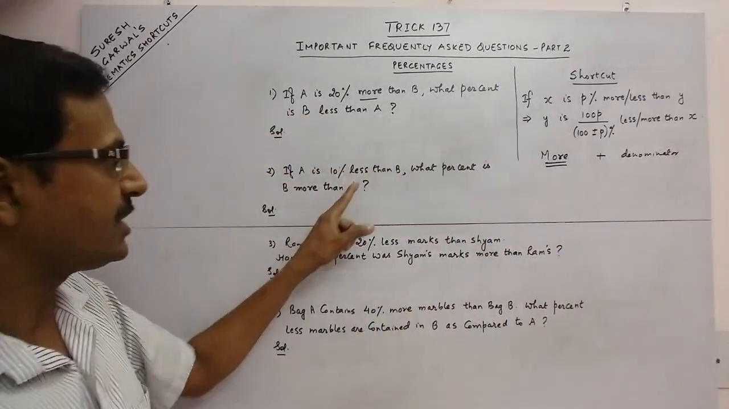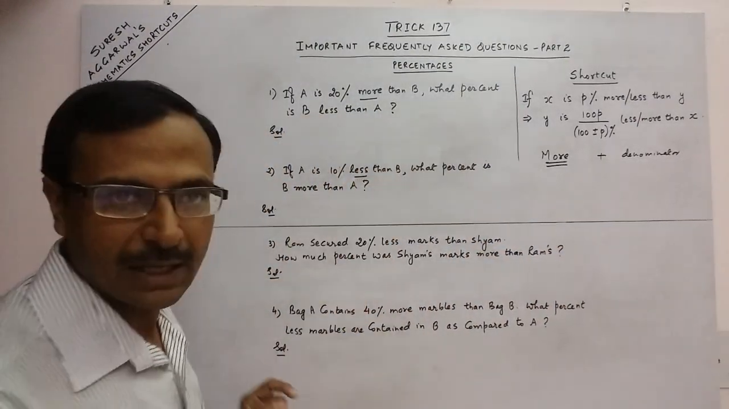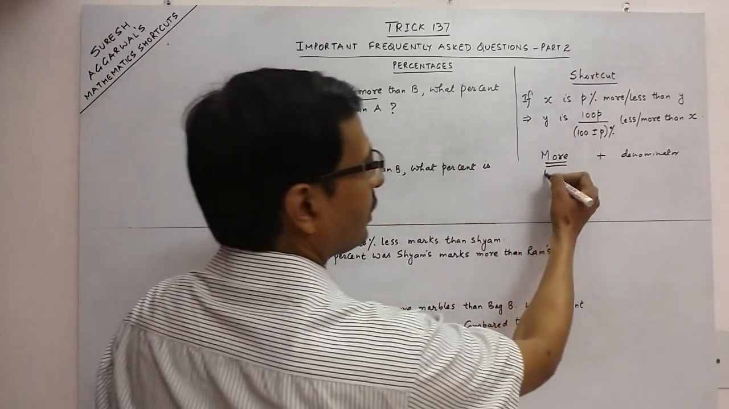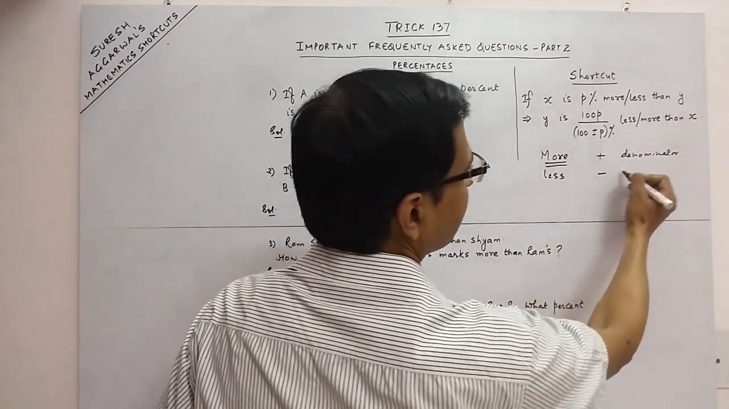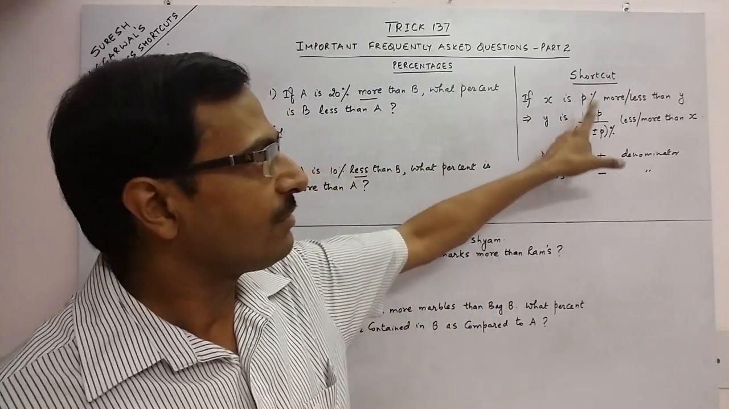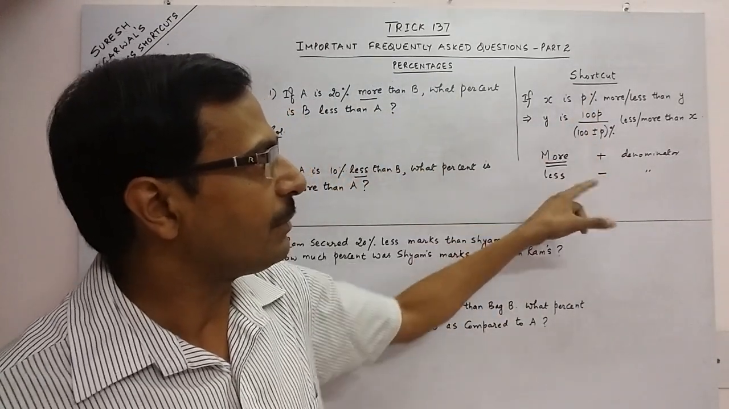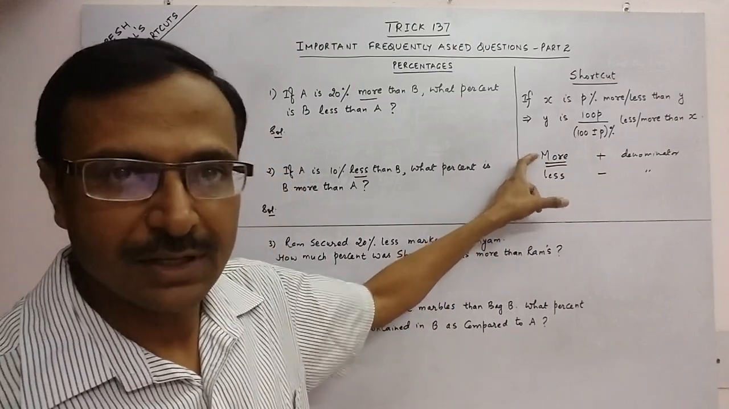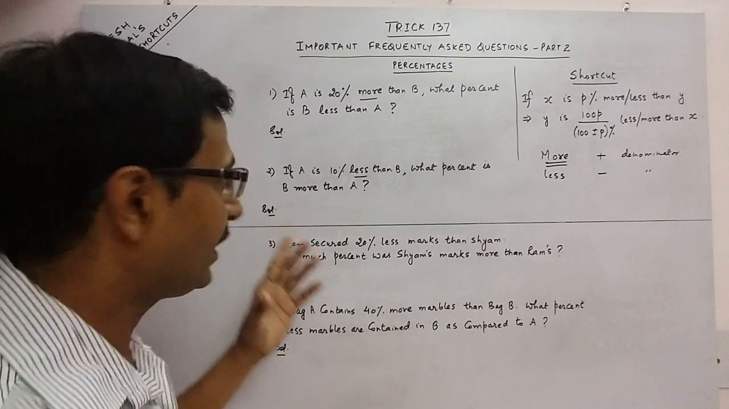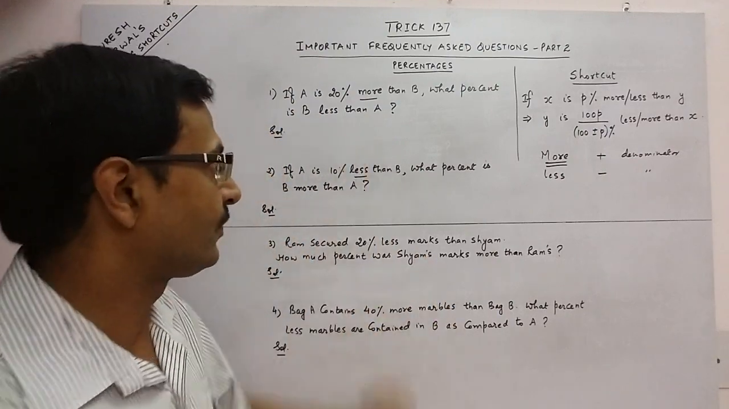Similarly, if the question is based on less type of questions, involving the word less, then you have a negative sign in the denominator. So P is the percentage given, and plus or minus sign depending on the word which is given in the question. As simple as that. Now let us try and understand this using this question.